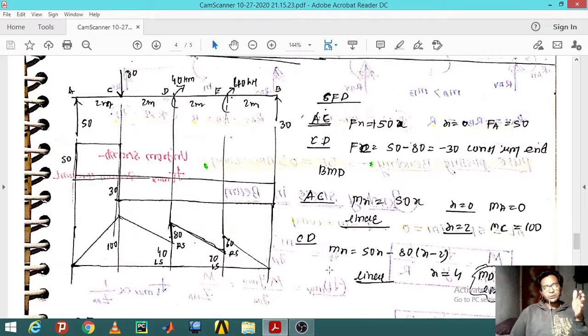On both sides up to point C, the shear force is 50 kilonewton. From the chart we have taken for shear force and bending moment behavior, for a point load it is a horizontal line. So we have to draw a horizontal line at 50 kilonewton. But at point C there is a force acting downward with a magnitude of 80 kilonewton. If you subtract 50 from it, it will remain minus 30.